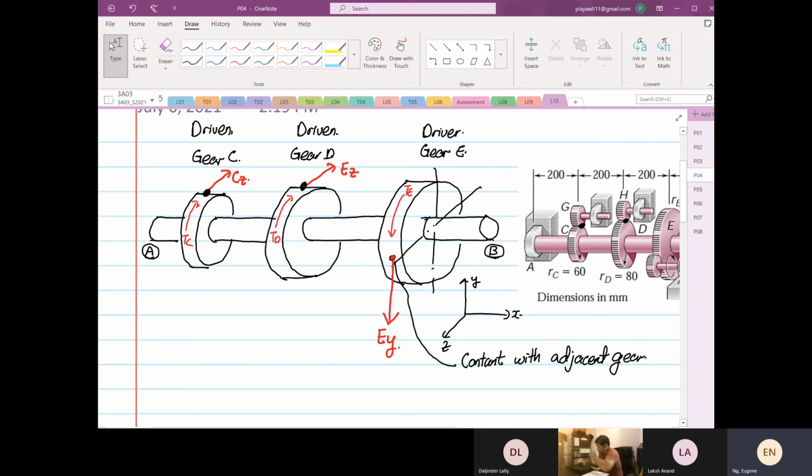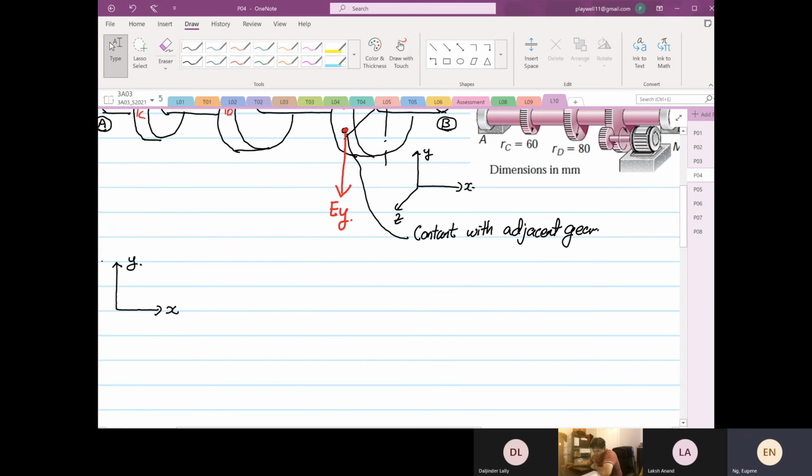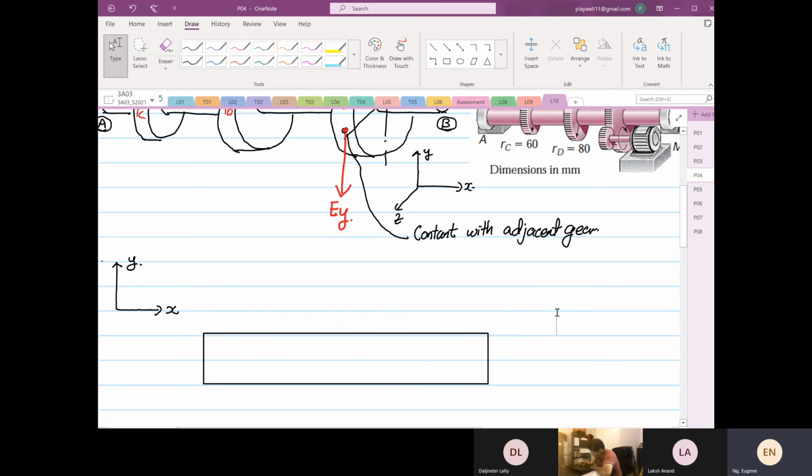So I'm going to draw our transformation now. We're going to view this shaft, looking in the XY direction. I'm just going to draw the shaft now. So this is our shaft. Following that transformation, I'll zoom out.